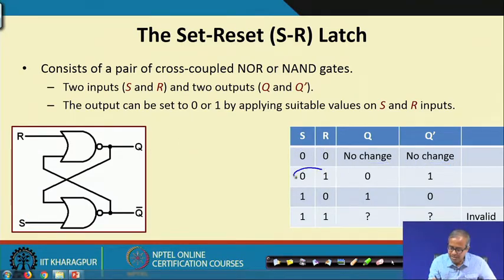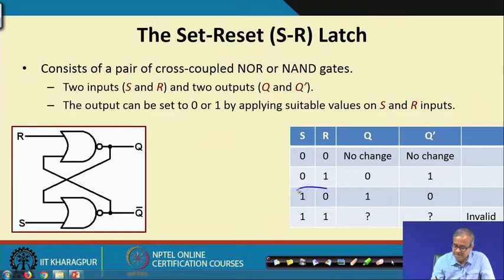Now, suppose I apply 0 1, S equal to 0 and R equal to 1. For a NOR gate, if we apply a 1 to one of the inputs, the output is forced to become 0, and this 0 and 0 will become 1. So, you see for this case Q is 0, Q bar is 1. So, whenever I have to set the output Q to 0, I will have to apply S equal to 0 and R equal to 1.